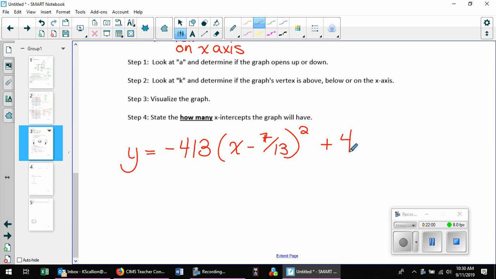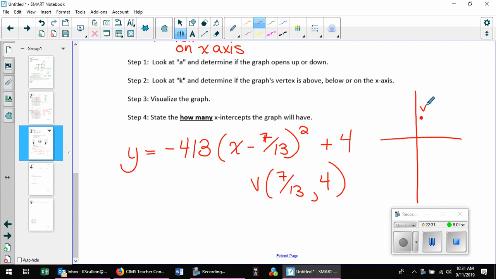Okay, so this is terrible. Everybody agree with me? The only number I like over there is maybe the 4. Okay, so where's my vertex? It's 7/13 and positive 4. So we know it's definitely less than 1-ish, but it's above the 0. So it's somewhere, we'll say, right here. That's my vertex. Okay, so I'm visualizing this in my head. I'm drawing you a picture because you can't see what's going on in my head. Does the graph open up or down? Down. So I know that my graph at the vertex is going to open down.